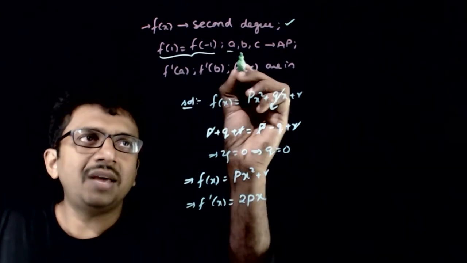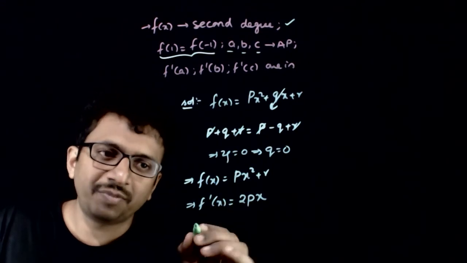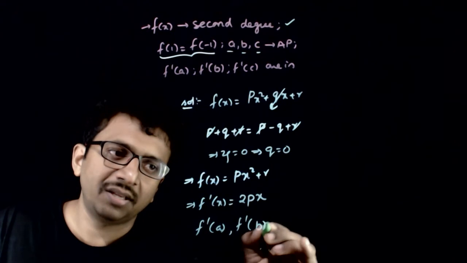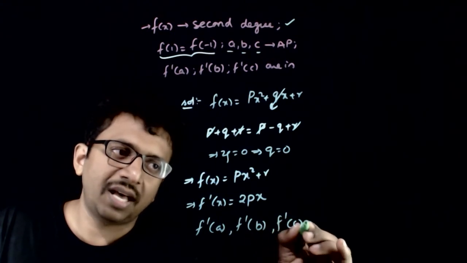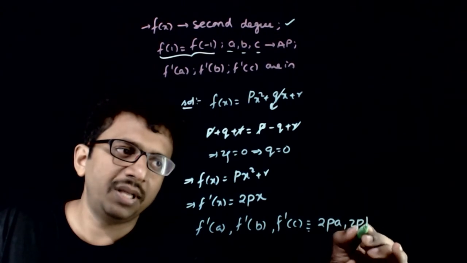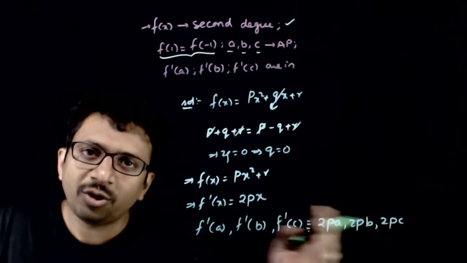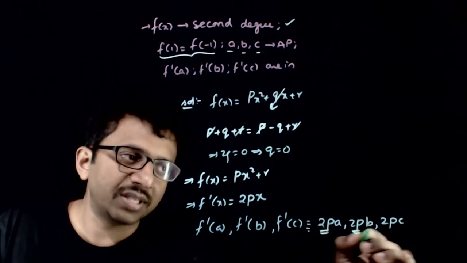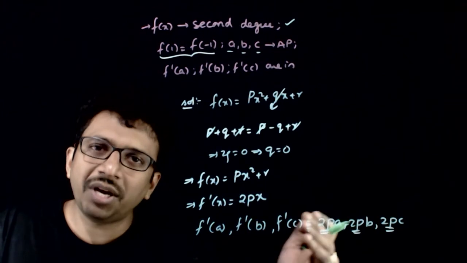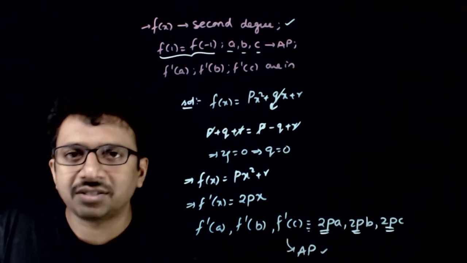So now if a, b, c are in AP, what are f dash of a, f dash of b, f dash of c? They are nothing but 2pa, 2pb and 2pc, right? And you can see that 2p is a constant. Hence if a, b, c are in AP, obviously 2pa, 2pb, 2pc are also in AP. So that's the answer to this question.